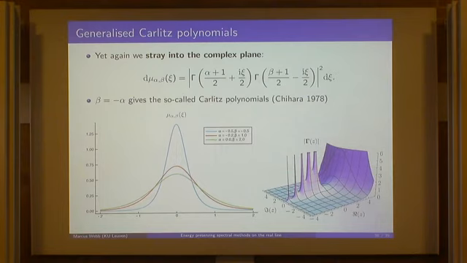But if you set alpha equals minus beta, you get a family known as the Carlitz polynomials. But for general alpha and beta, these polynomials are in Chihara's orthogonal polynomials book, for example. And we've got some orthogonal polynomials experts in the room. I hope they have something to say about this.